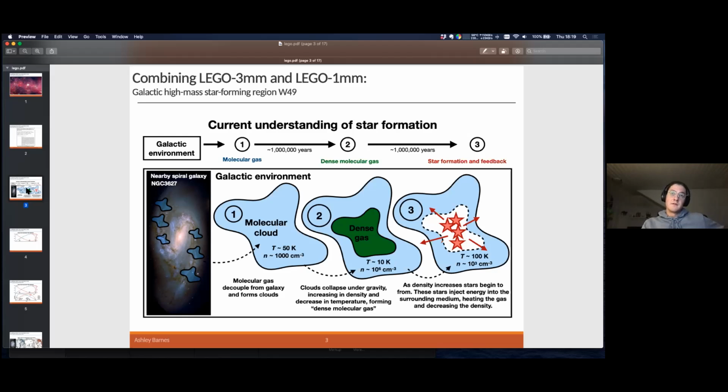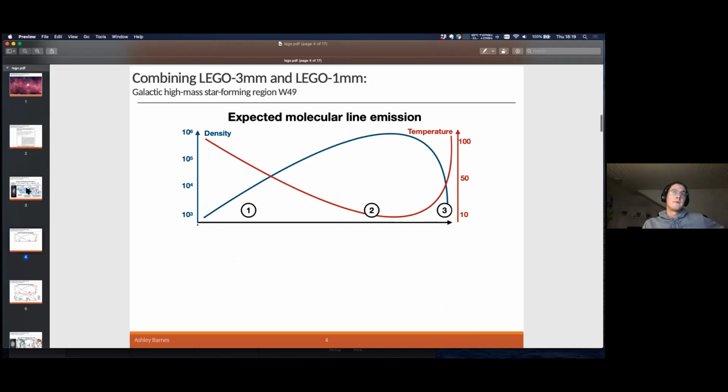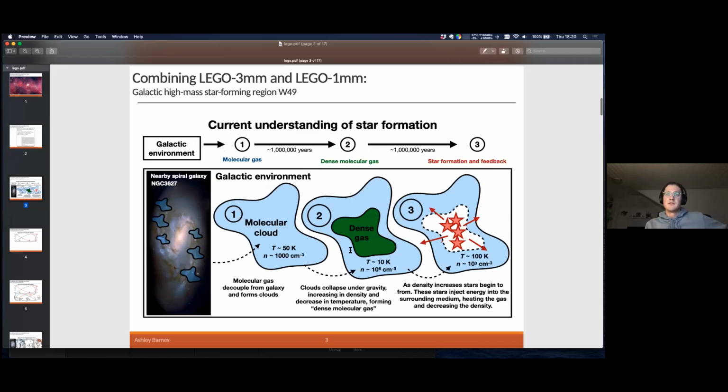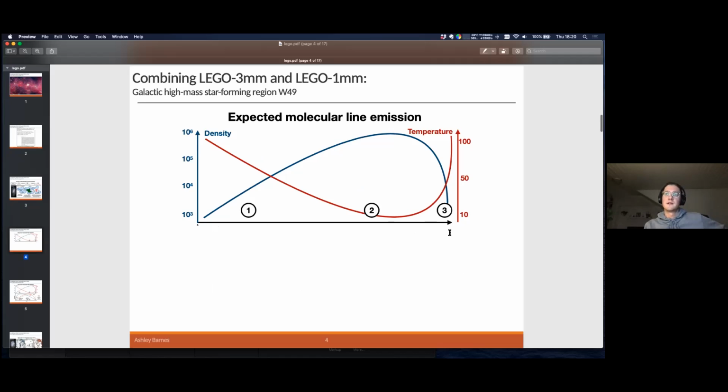And in the picture of molecular line emission, what does this mean? Again, a very simplistic plot here. We have time on the x-axis, and then here is density and temperature. So if you go from this picture of 1, 2, 3, so molecular cloud, dense, to star forming, we have these various stages labeled here. Again, a very simplistic picture, but we have an increasing density as your molecular cloud would collapse, and then you have this increase in temperature.